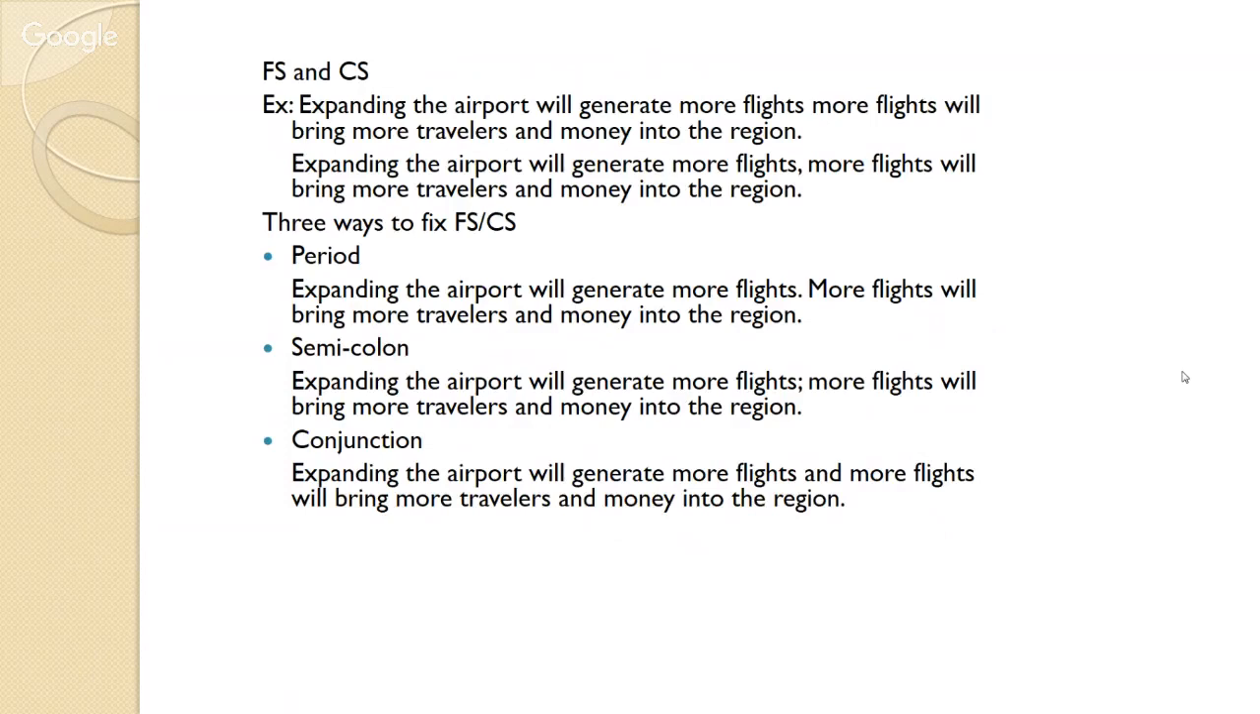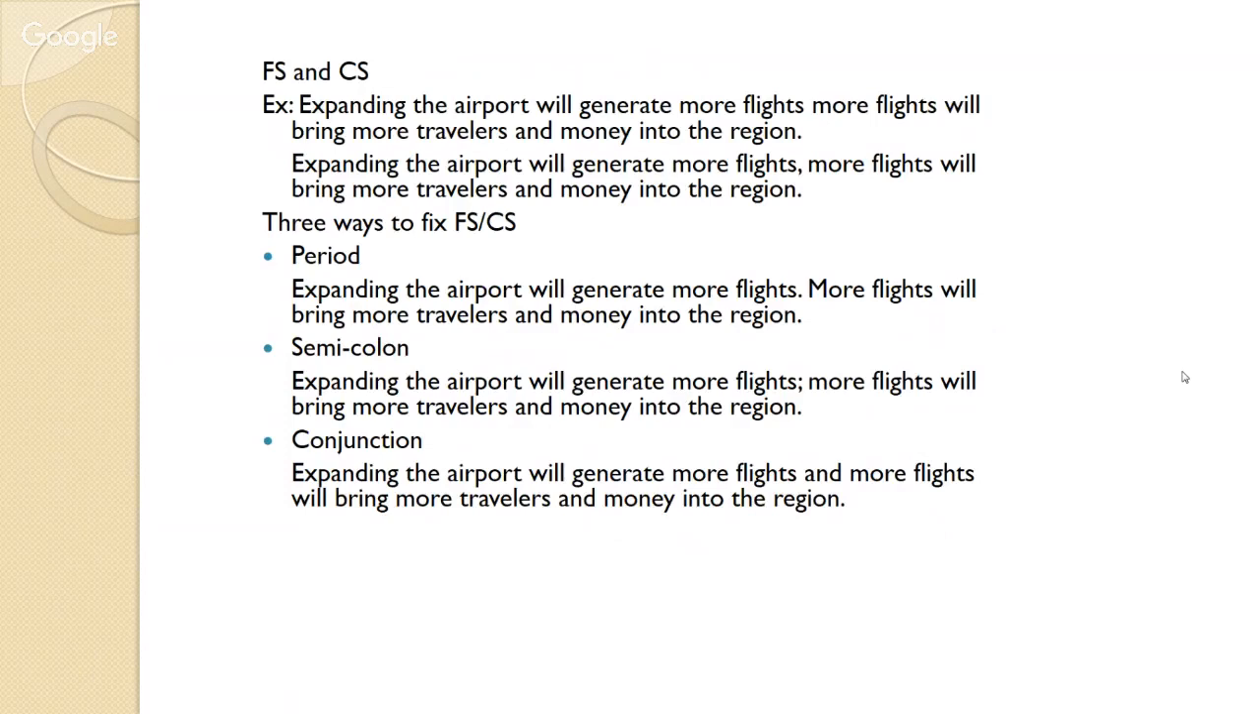So, for example, expanding the airport will generate more flights. More flights will bring more travelers and money into the region. That's the simple fused sentence, where you have two independent clauses that have been combined without something to combine them. Expanding the airport will generate more flights, comma, more flights will bring more travelers and money into the region. That's the comma splice, because you're putting the comma there to attach the two independent clauses. And again, that's not correct.